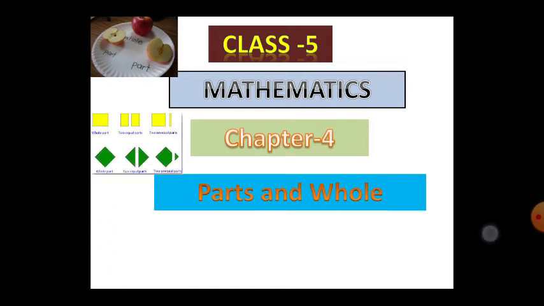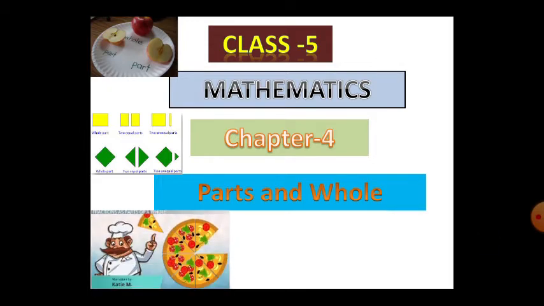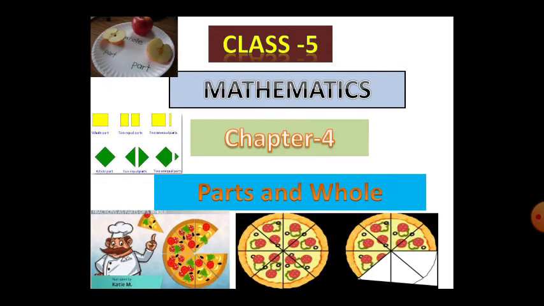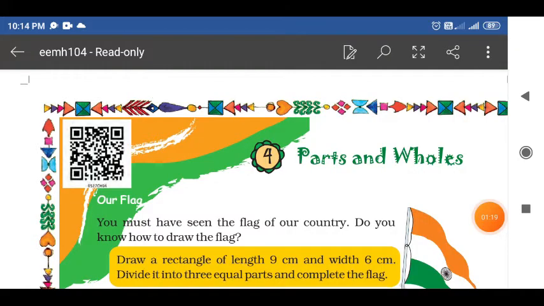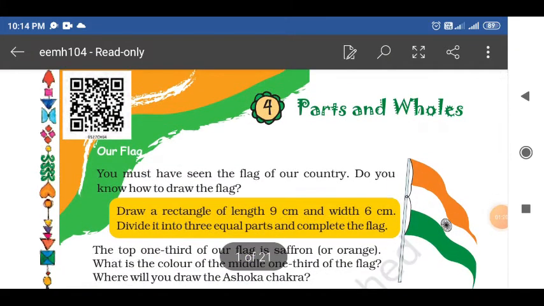See here also, so many pictures regarding the wholes and parts. Here also a pizza is cut into so many parts, and if you take one piece of pizza, see how many pieces are there? 1 2 3 4 5 6 7 8. 8 pieces are there totally. So that 8 pieces, if you take out one piece, how many pieces remaining? 7. So 1 by 7. This is Chapter 4, Parts and Wholes.